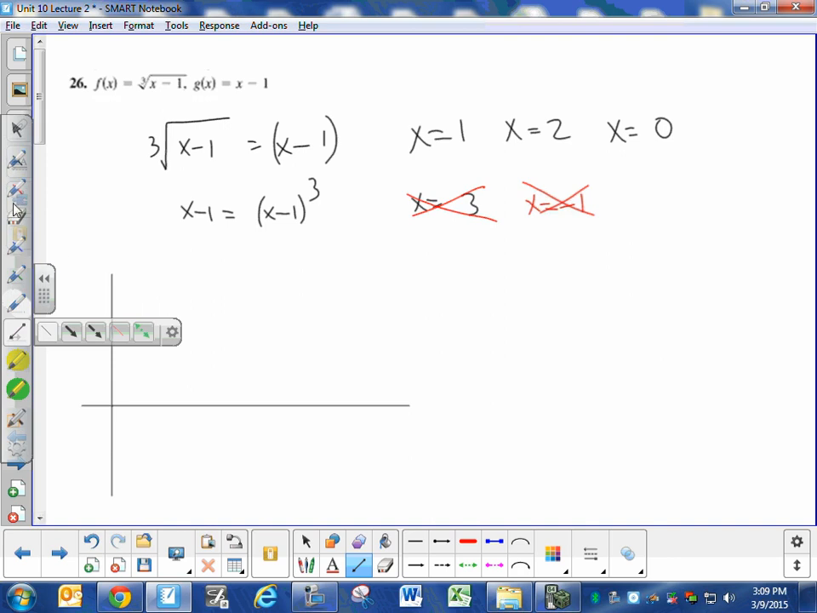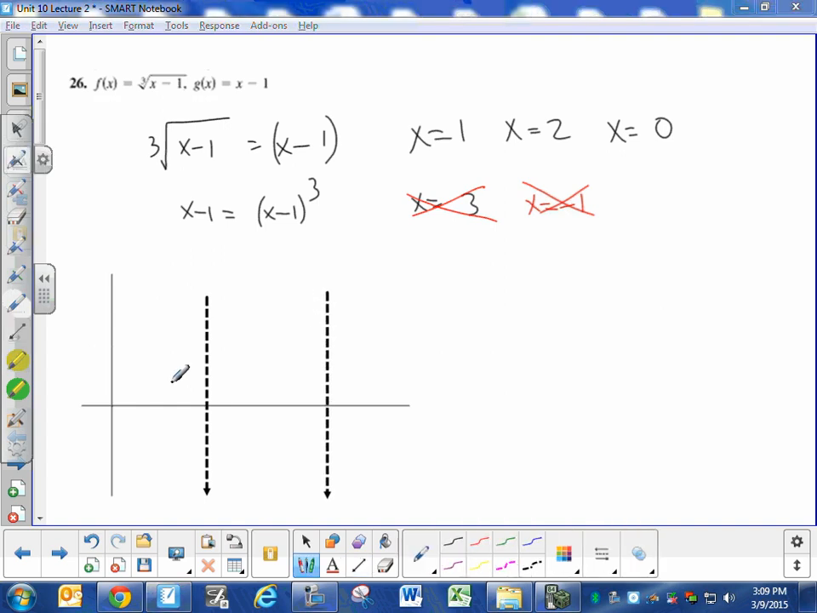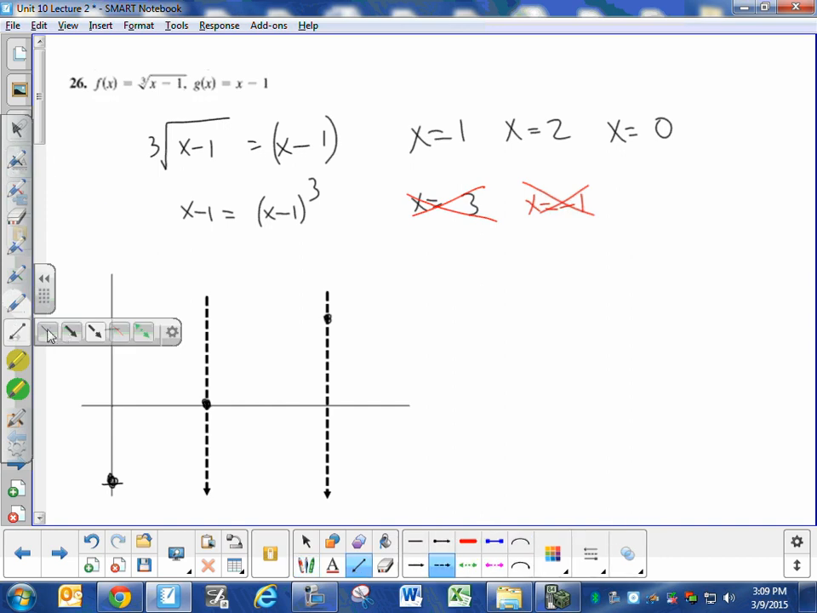At 0, 1, and 2. Okay. Well, at 1, I know we have 0 and 0. At 2, we will intersect at 1. And at 0, we will intersect at negative 1. Now, I know x minus 1 is just going to be a linear equation, so I can go ahead and just say this is x minus 1 right here.